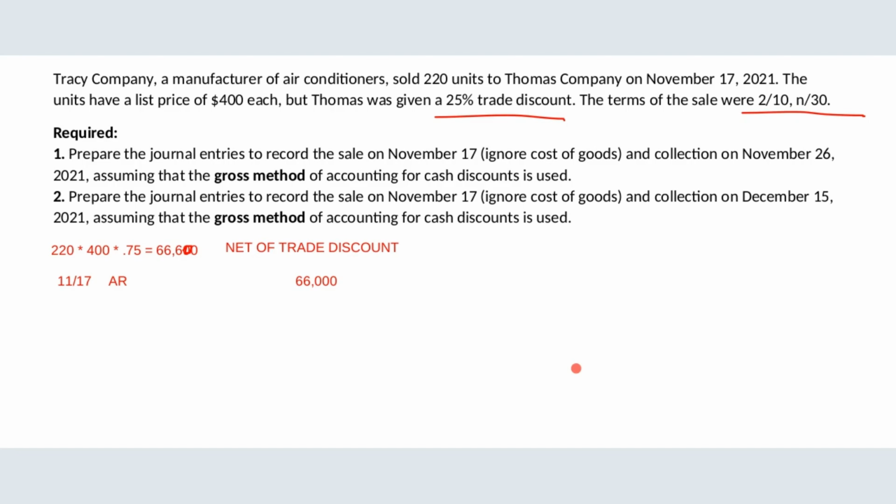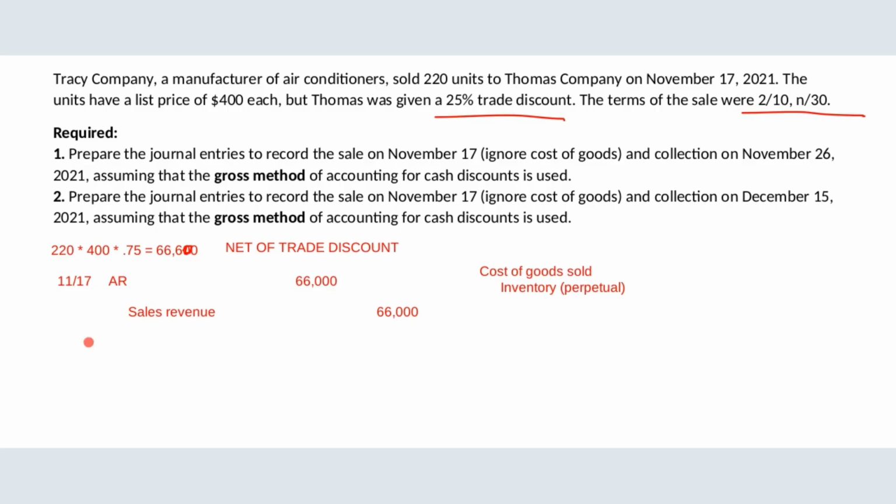So I think they told us to ignore cost of goods sold, but you know that normally when we sell inventory, we're going to have two journal entries, right? The other entry being a debit to cost of goods sold and a credit to inventory if we're using a perpetual method. Perpetual inventory method, which we are going to be talking about for chapter 8, right? So how exciting.